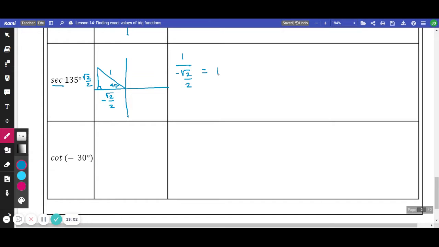So we keep the top, multiply by a reciprocal of the denominator. So we need to rationalize it. Multiply by root 2 over 2. So I get 1 times negative 2 is negative 2 root 2 over 2 times 2 is 4 in a radical. So square root of 4 is 2. And then we can reduce 2 divided by 2 is 1. So I get negative 1 root 2.